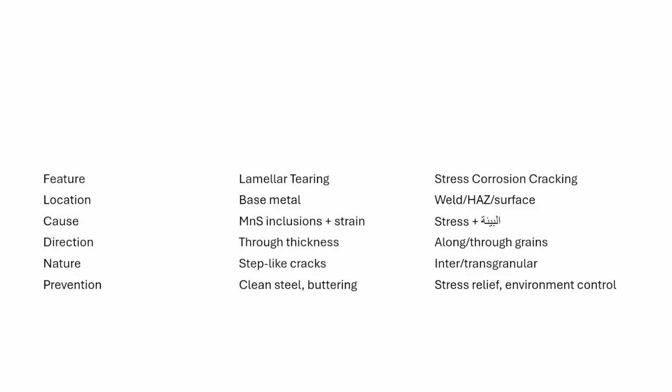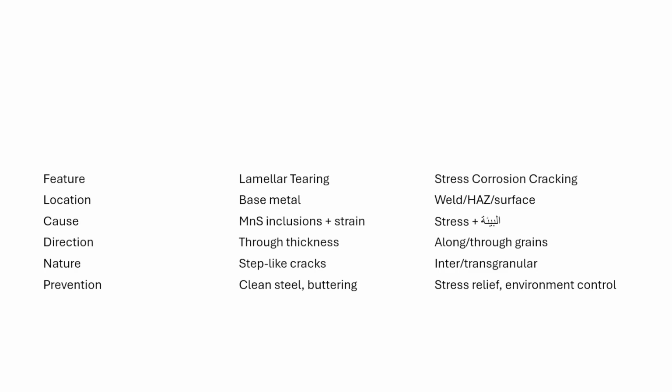Okay, so these are some of the key factors. In the case of laminar tearing, where does it happen? At the base metal region. Why is it happening? Because of the inclusions and strain. Which direction is it happening? Throughout the thickness. And in nature, it looks like step-like cracks. How can we prevent it? Clean the steel surface and use a buttering layer, and reduce the amount of non-metallics in the material.